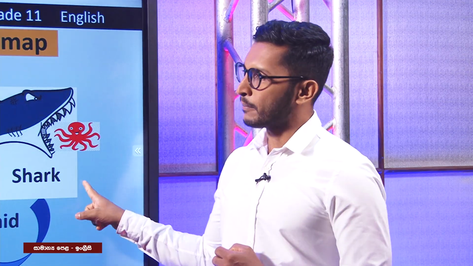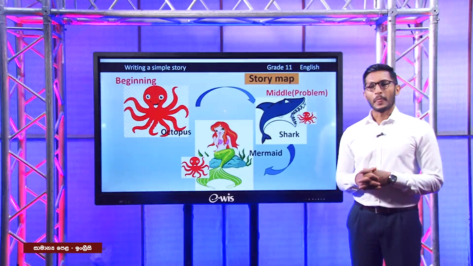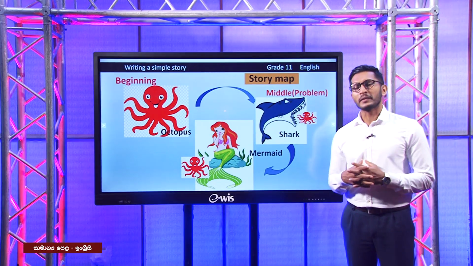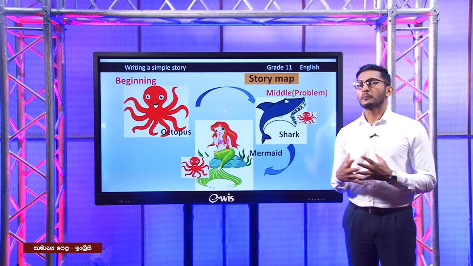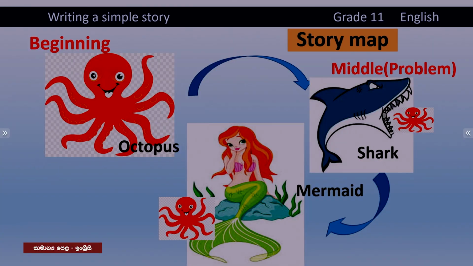So in our story map, we have the beginning and the middle part. So in the middle part of the story, we present the problem. You know, in life, things don't happen on a feather bed. We have to face some problems at certain times. So here again, the octopus also faces some problems. So we present it in the middle part of the story. Then we have the end section of the story.